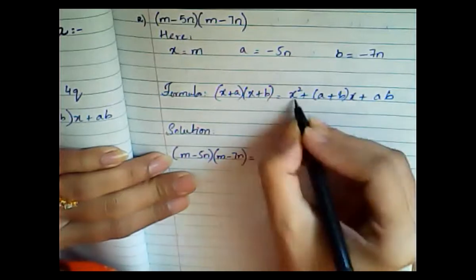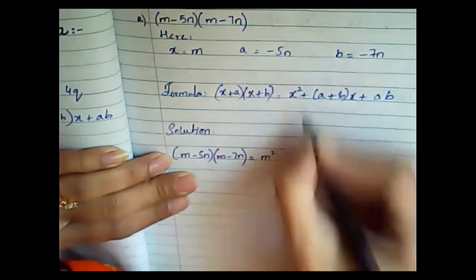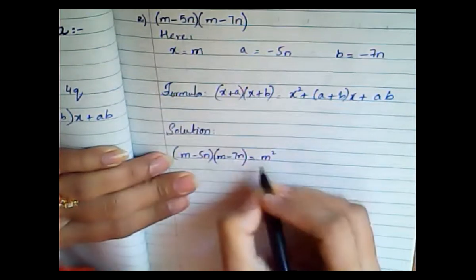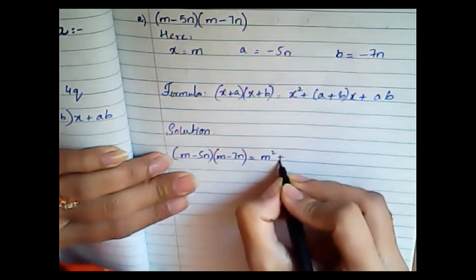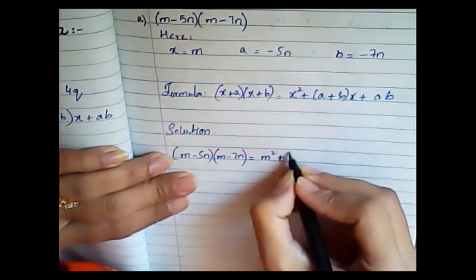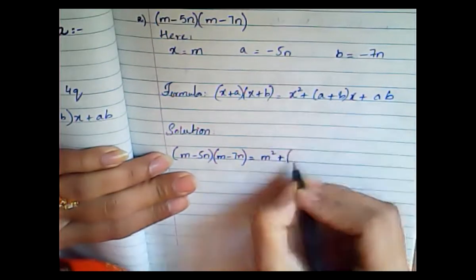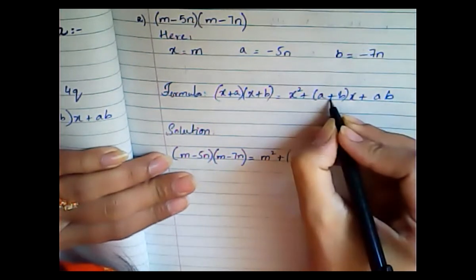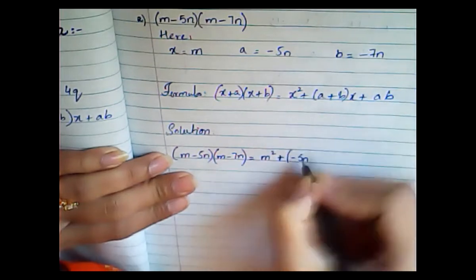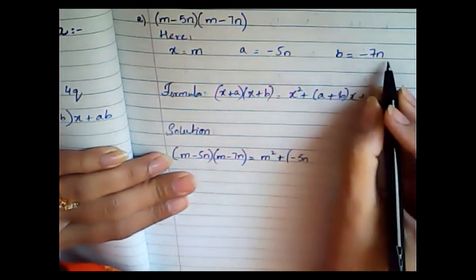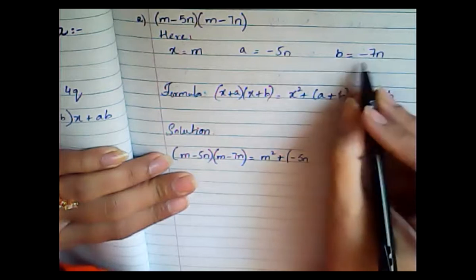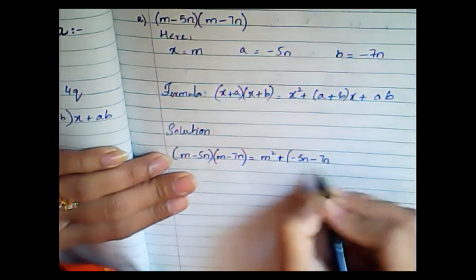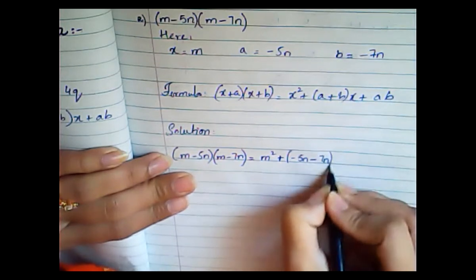That's it. X value is m, so we get m square. We have put the value of x, that is m square. Then plus sign is copied from the question. Now value of a is minus 5n, then plus sign is here. And b value is minus 7n, so minus plus minus, we get minus 7n, bracket close.